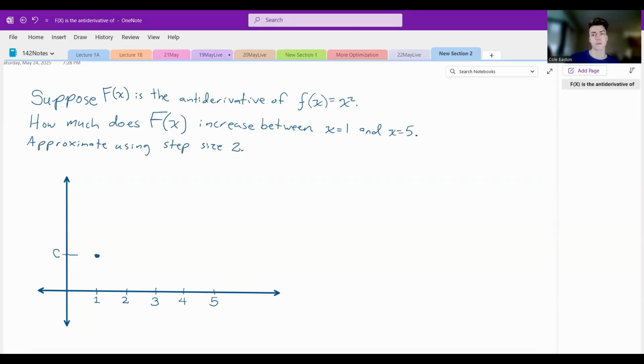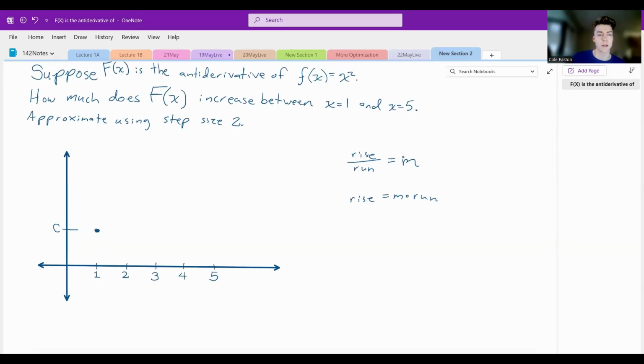And we're just trying to figure out how much it increases. We're not trying to compute the value, and we can't compute the value because we have no initial data for our function big F. Now, just a quick reminder, since rise over run is our slope, we can say that rise equals slope times run. That just comes from multiplying both sides by run.